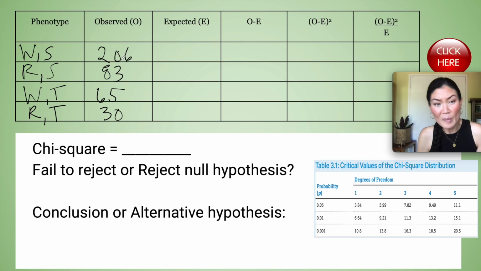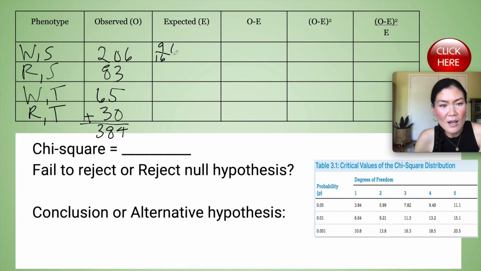How do we figure out what was expected? Remember, we have to add up all of the individuals, and then multiply by the expected ratio, which is the 9-3-3-1 ratio, okay? So when we add them all up, that leads us to 384 organisms. And so out of the 384, what we expect is 9 out of 16 to be white and short. So 9 out of 16 times 384, and when you put that in your calculator, you get 216. Okay, so 216 is what we expect to be white and short, but what we observed was 206.